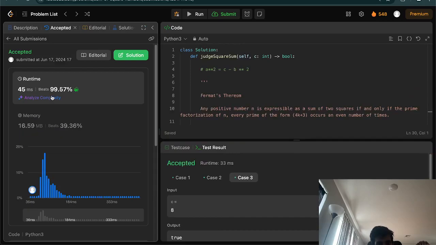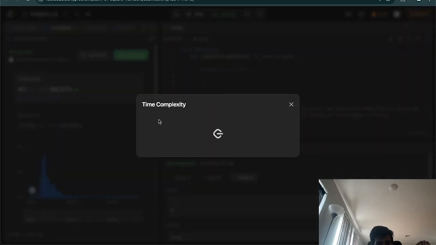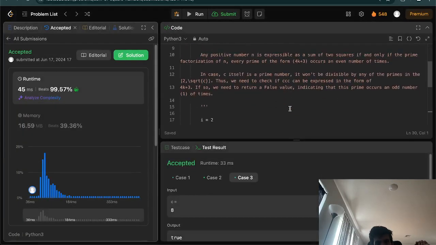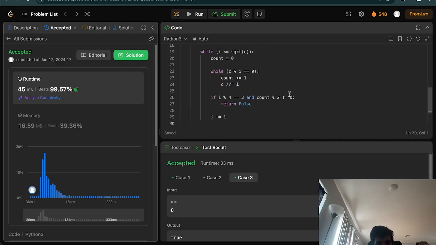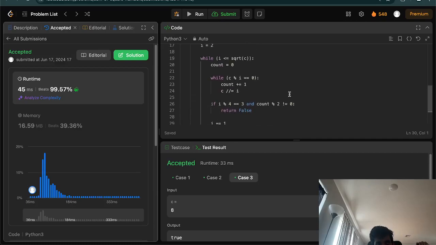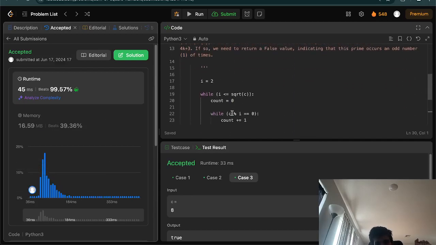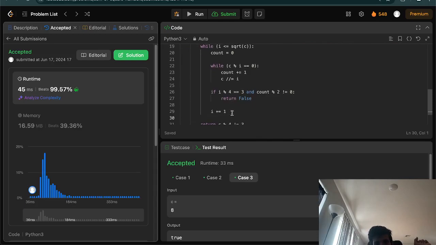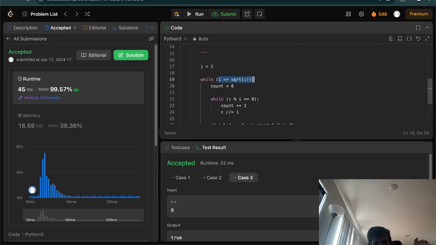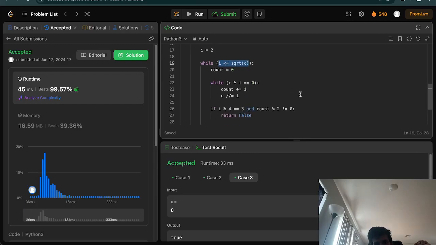But sure, let's analyze the complexity. I don't know the exact complexity of this solution, but it should be close to the one that is given, because we're basically computing all the prime factors, which gives us the square root anyway. I think it's basically counting on this, which I guess is fair.